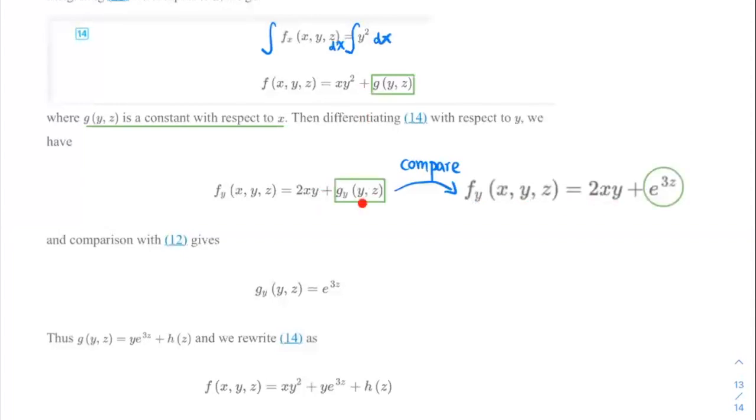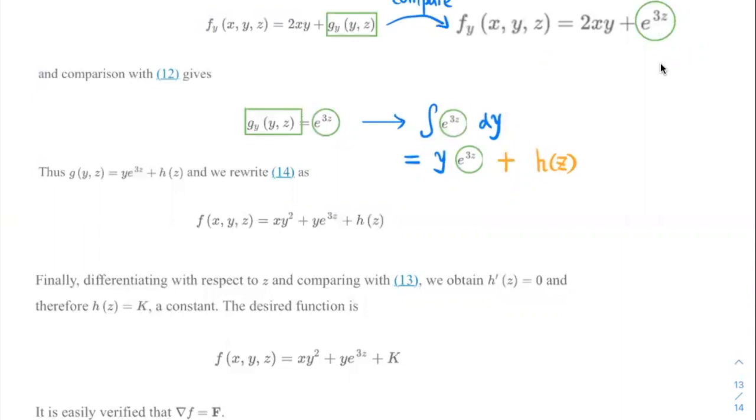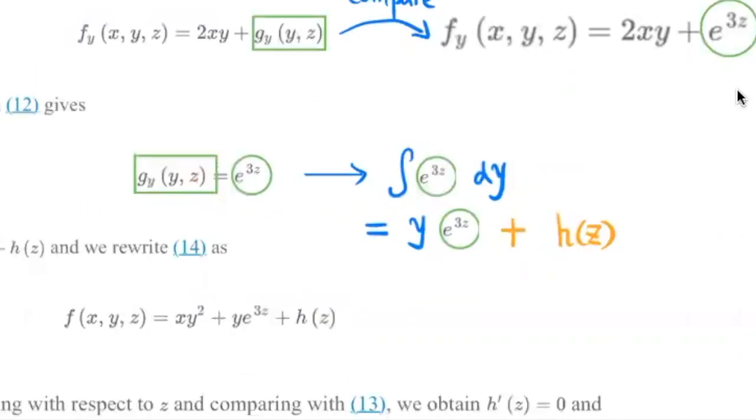Comparing these two, this is equal to this. Now, this is the partial derivative of g with respect to y. So when we integrate that with respect to y, we will get g of y and z, which is a function in y and z. And integrating this side with respect to y, we get y times e to the 3z plus a constant function with respect to y.